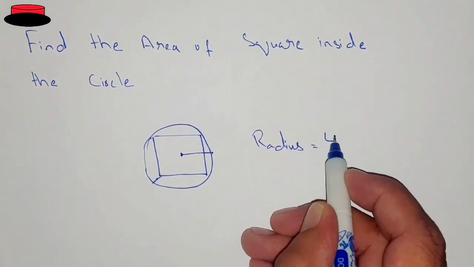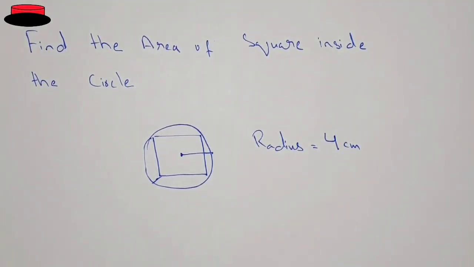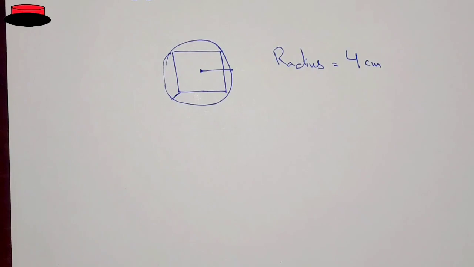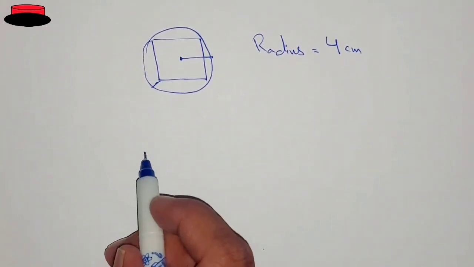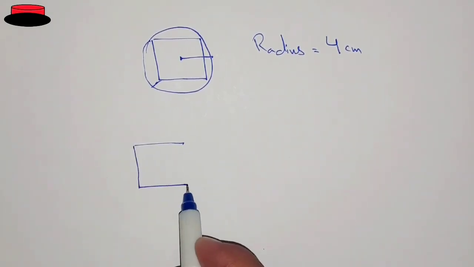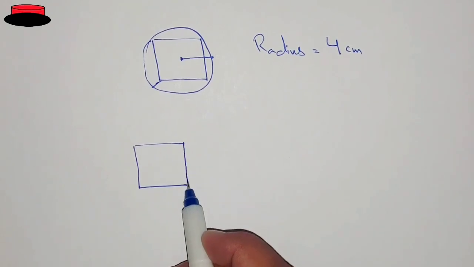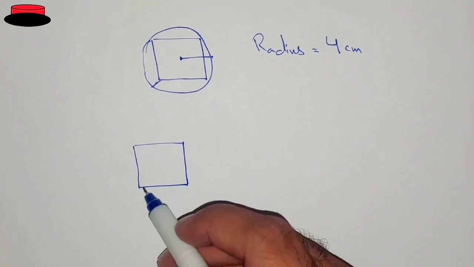So if the radius is 4 centimeters, definitely the diameter will be 8 centimeters, and diameter will be equal to diagonal because both are passing through the center and the two corners of the square are touching the boundaries of the circle. So diagonal is equal to diameter. So we can say that the diagonal is also 8 centimeters.